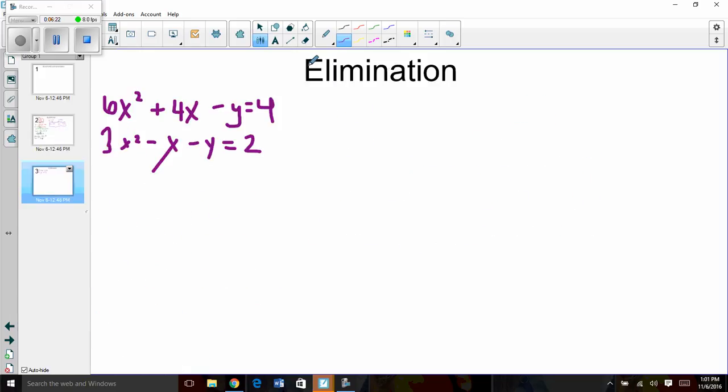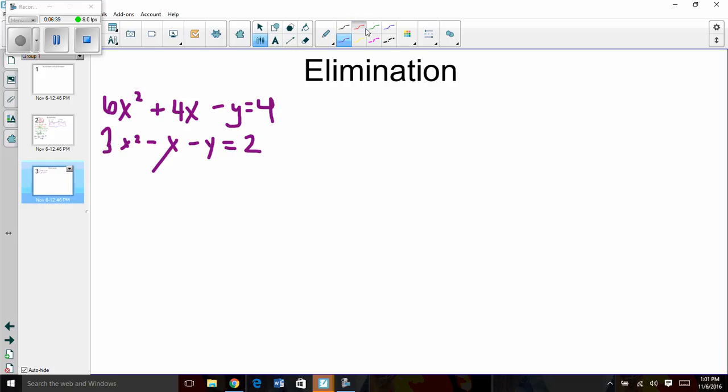Last one here is elimination. So you want to use this when you could possibly have two variables cancel out, and when it looks like it's going to be difficult to solve for one variable and substitute. So this one's a little more complex, so it looks like we're going to have to do elimination.